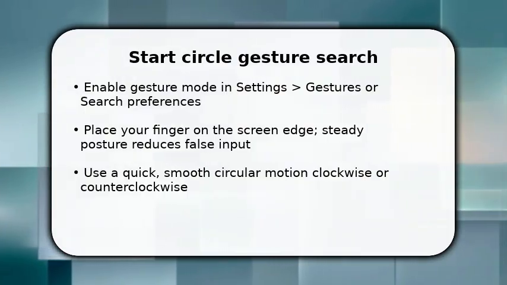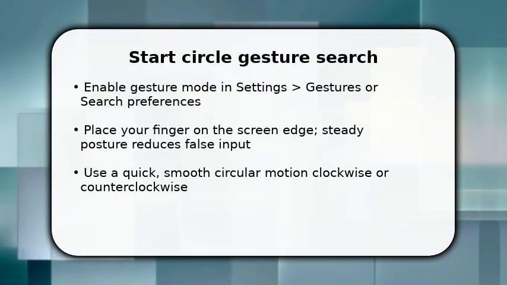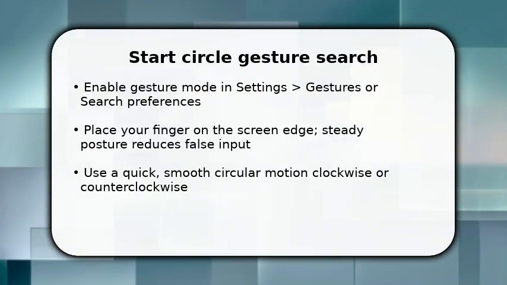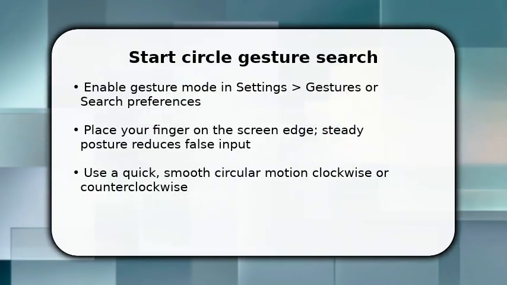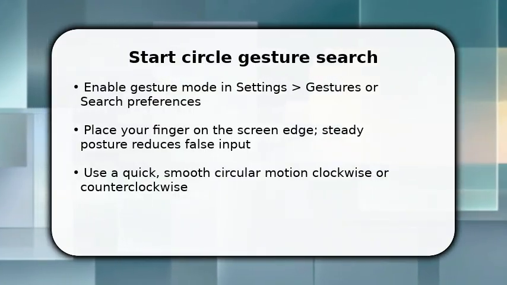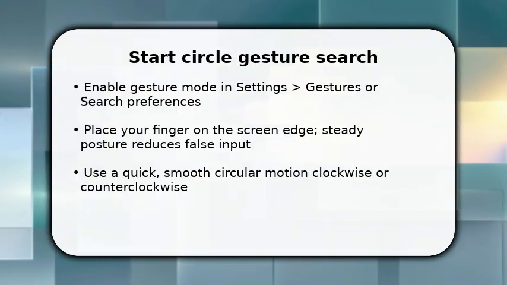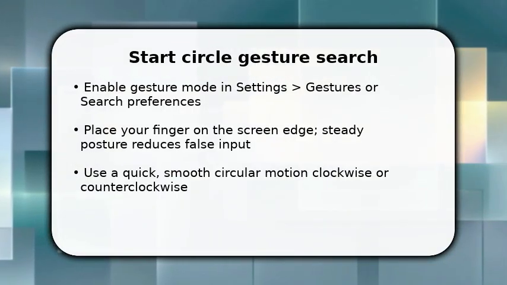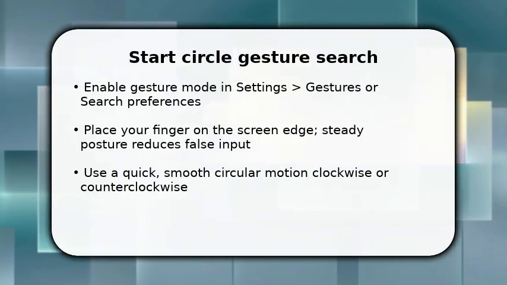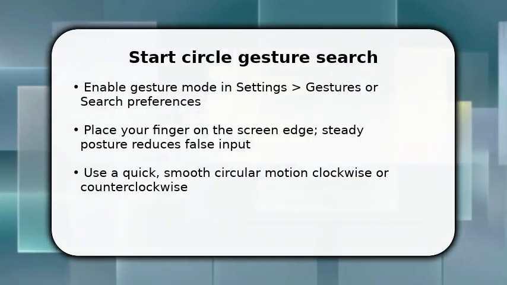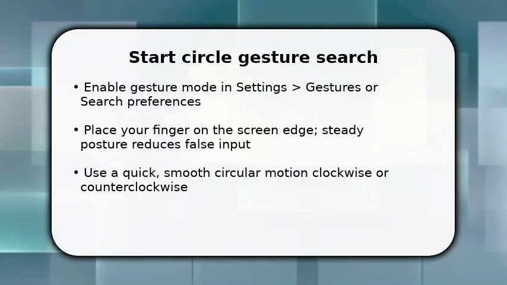You begin by confirming gesture mode is active and that search permissions are granted. Place your finger near the screen edge, not in the center, so the system detects a gesture instead of a touch. Then perform a single, smooth circular motion, clockwise for one action, counterclockwise for another, keeping your wrist steady. Once done, wait for the visual cue or vibration that confirms recognition. This reduces accidental triggers and prepares the app to accept the next input.